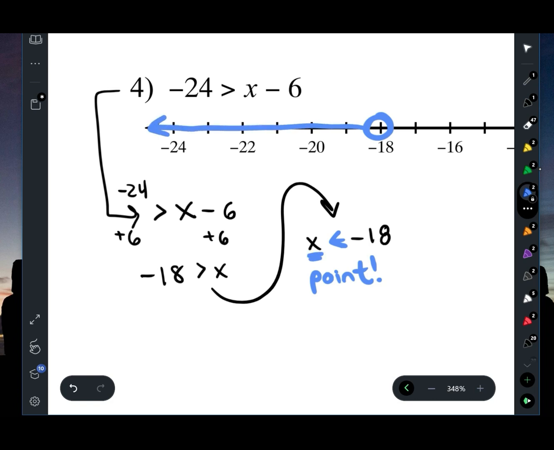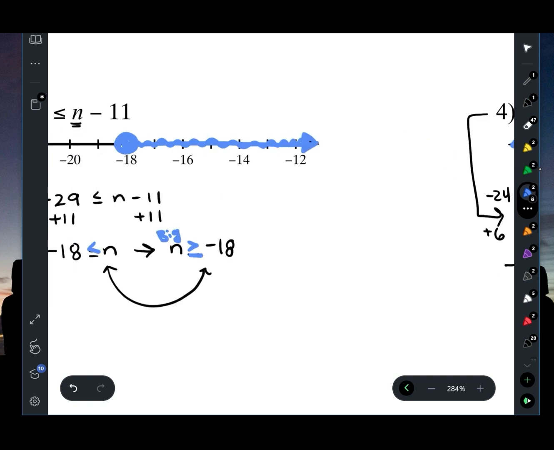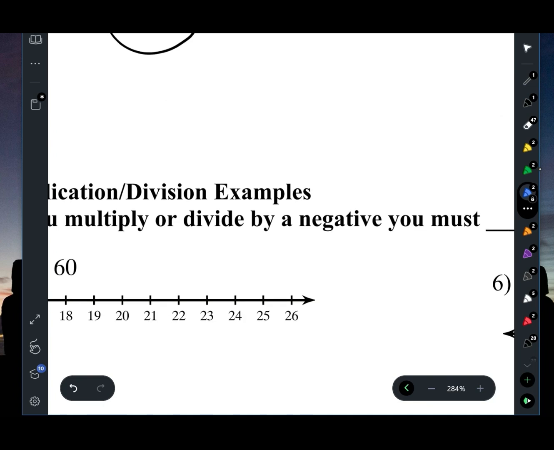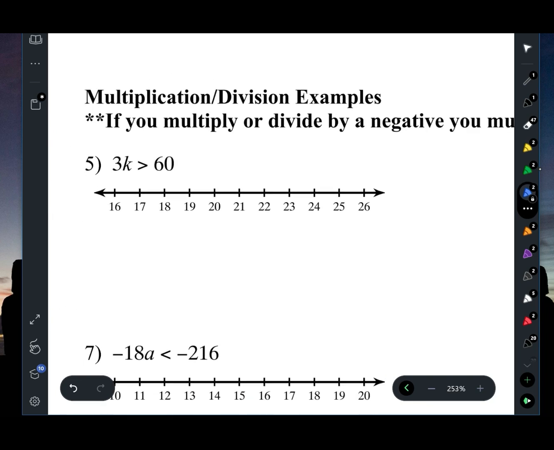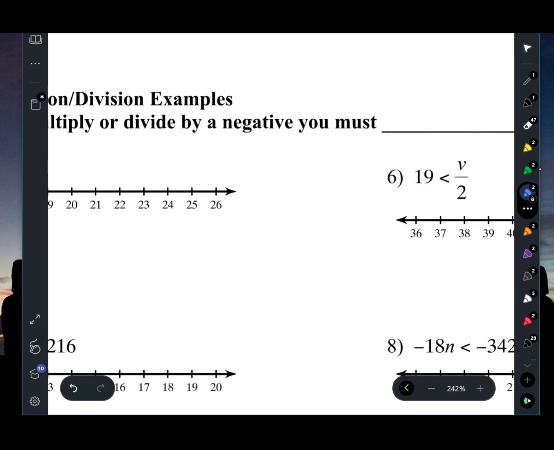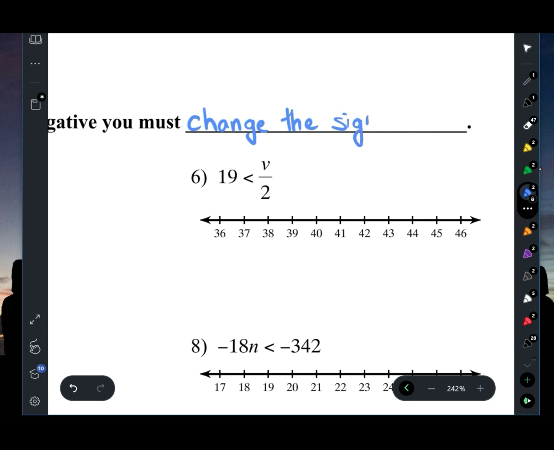Now, the only time it gets a little trickier is these next problems when we talk about multiplication or division. So the main thing with these is if you multiply or divide by a negative, you must change the direction of the sign or of the inequality. Change the sign direction only if it's multiplying or dividing by a negative. Okay, so let's check out number 5 here.